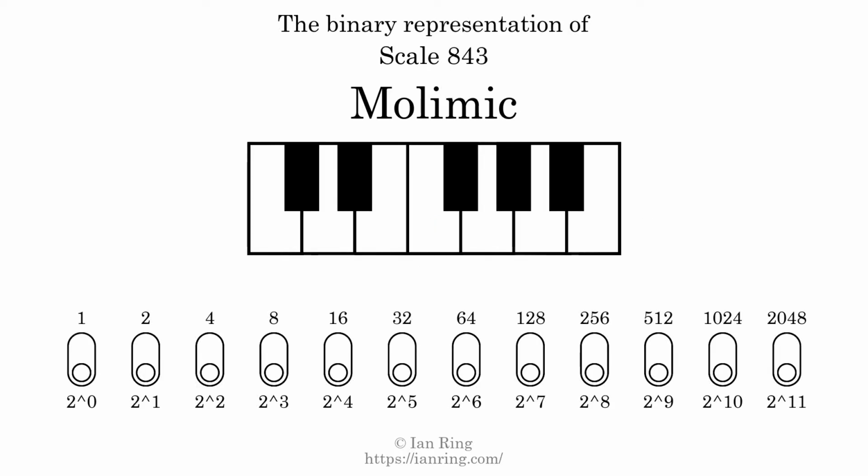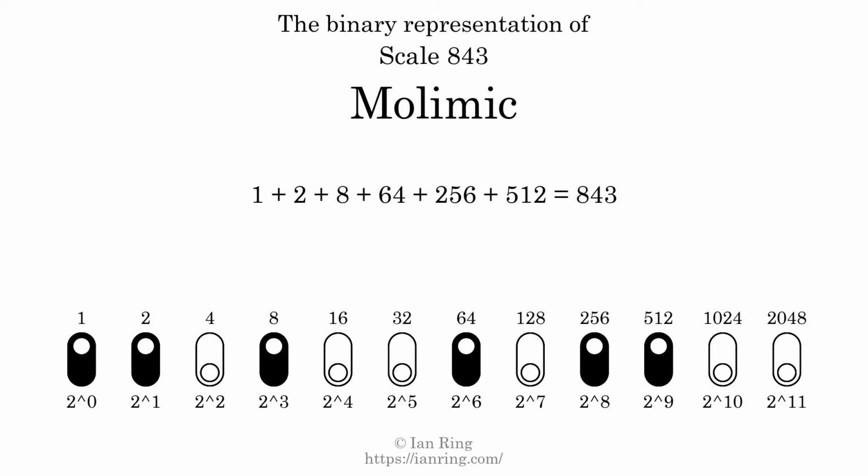The binary representation of this scale is determined by mapping tones of the scale to binary digits. Each binary digit represents a power of 2. To get the scale number, we add the powers of 2 together. The powers of 2 that are present in the scale, all added together, equals 843. That is why the scale number, in decimal, is 843.